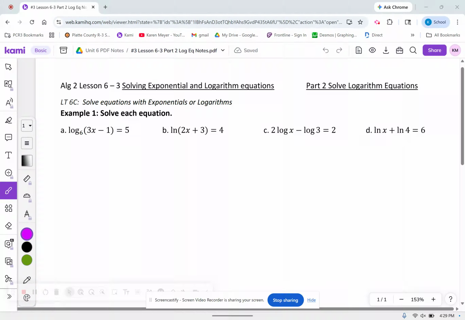All right, in this lesson, part 2, solving equations. This time, instead of solving exponentials with powers of variables, we are now going to solve equations that will either have logs or ln's in them. So on our first example, you're going to notice that for this row, we have log base 6, and then inside the parentheses we have 3x minus 1 equals 5.